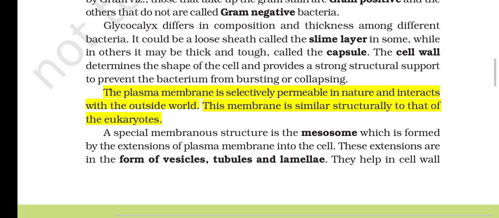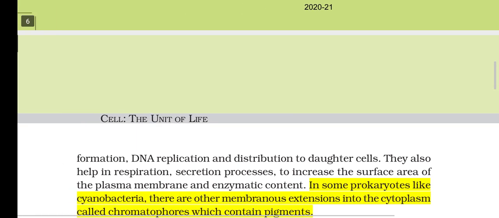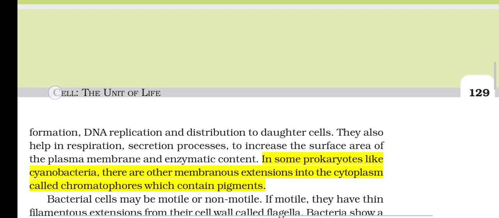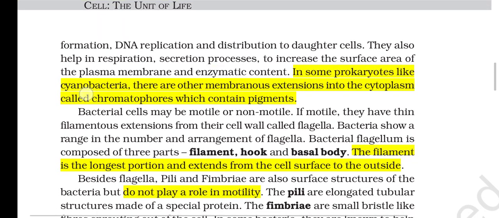This membrane is similar structurally to that of the eukaryotes. A special membranous structure is the mesosome, which is formed by the extensions of plasma membrane into the cell. These extensions are in the form of vesicles, tubules, and lamella. They help in cell wall formation, DNA replication, and distribution to daughter cells.